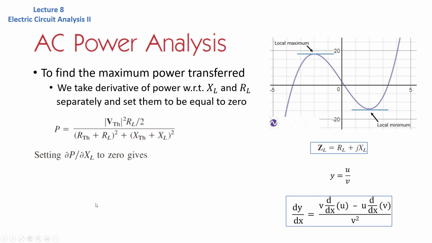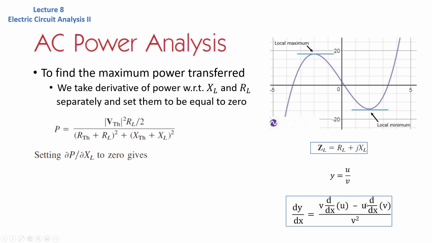Suppose we have this function y that has a numerator and a denominator. If we want to take its derivative, we write the denominator unchanged, and then we multiply it with the derivative of the numerator, right?